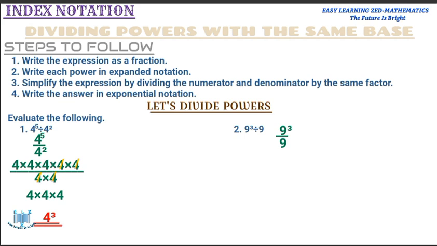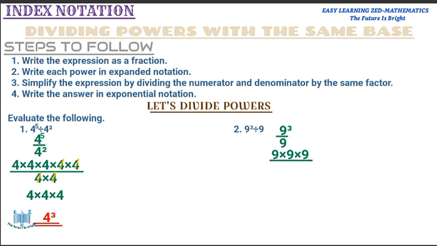Then the next thing is step 2, which says expand the powers, write the powers in expanded notation. So 9 to the power of 3 is equal to 9 multiplied by 9 multiplied by 9, written over the denominator. Now 9 without a power.